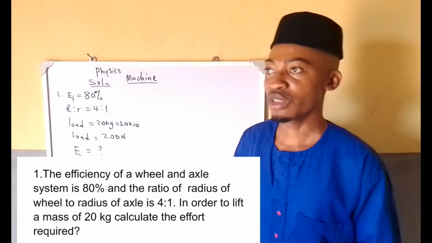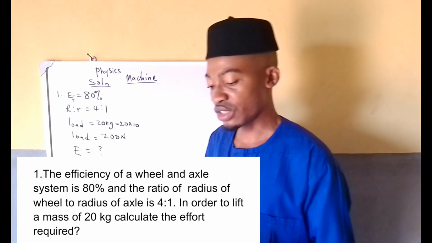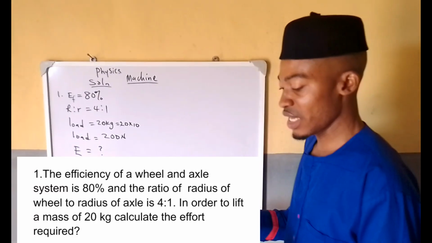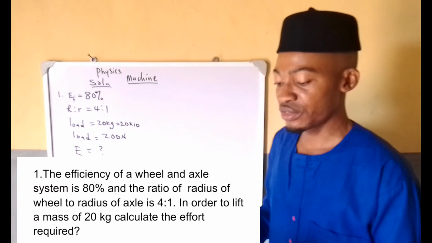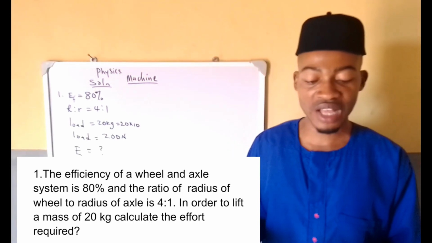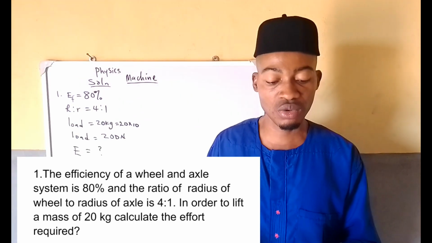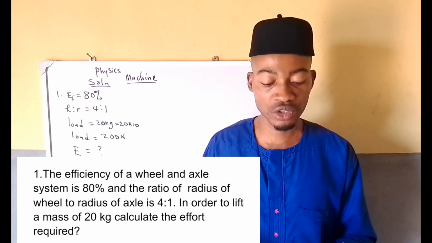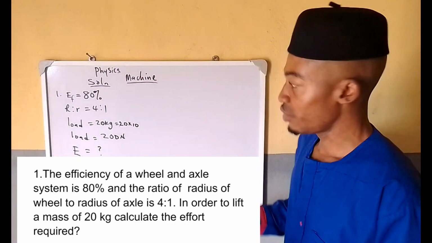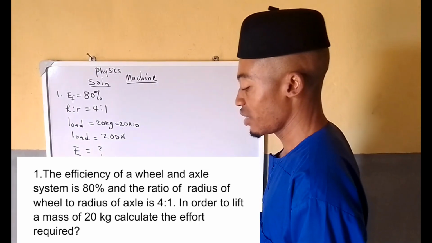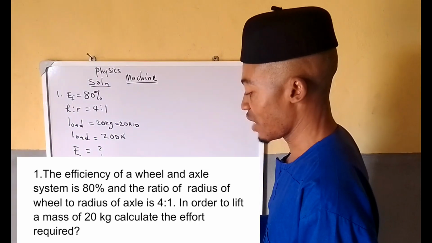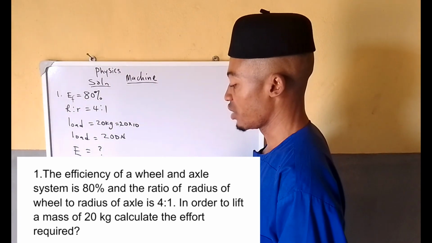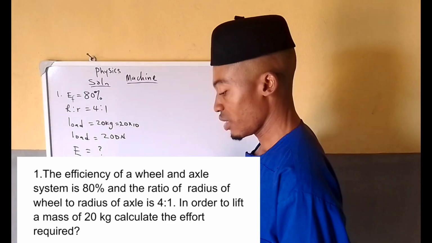So you'll be looking at your screen, you will see the question. The first question here says, the efficiency of a wheel and axle system is 80%, and the ratio of radius of wheel to radius of axle is 4:1. In order to lift a mass of 20 kg, calculate the effort required. So, you see the parameters in the question. One, we are told that the efficiency of a wheel and axle system is 80%. Look at it here. The efficiency is 80%. And the ratio of the radius of the wheel to radius of the axle is 4:1.